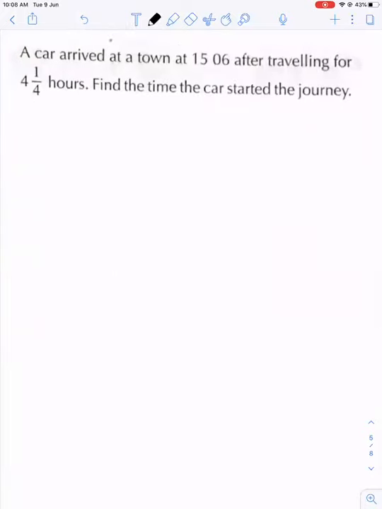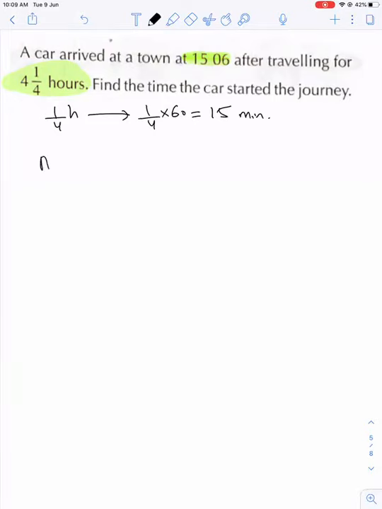It says a car arrived at a town at 15:06. Okay, they have given us the arrival time. After traveling for 4 whole 1/4 hours, I did discuss that 1/4 hours is actually 15 minutes. Because when we change from hours to minutes, we have to multiply the number by 60. So it's a fraction 1/4. We multiplied by 60. We simplified and we get 15 minutes. So 4 whole 1/4 hours will be 4 hours and 15 minutes. Find the time the car started the journey. We're supposed to find out the departure time in this case.